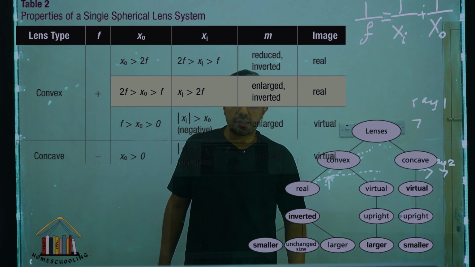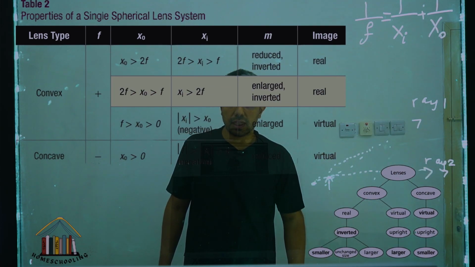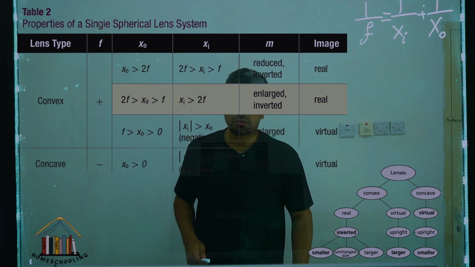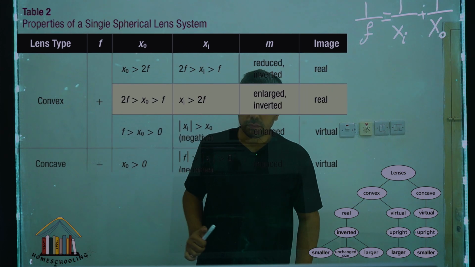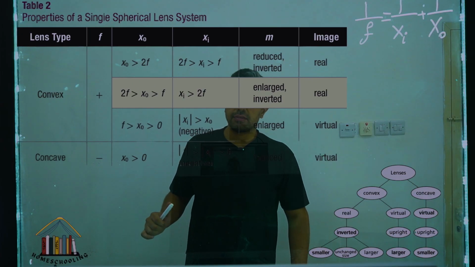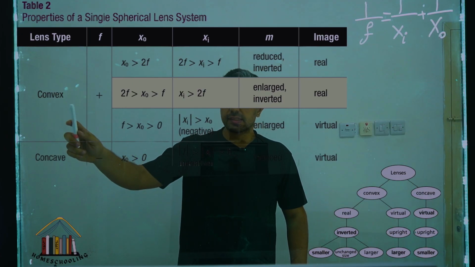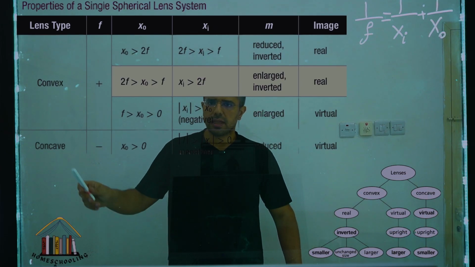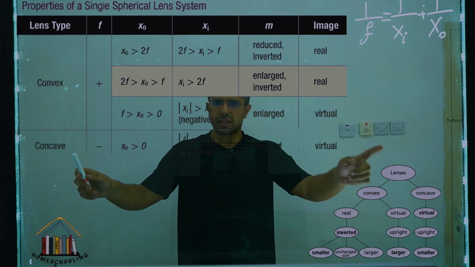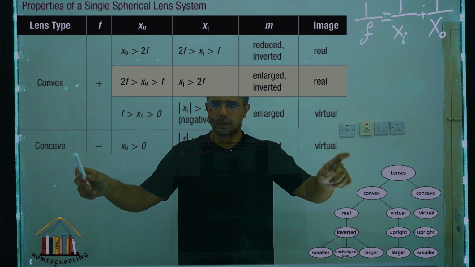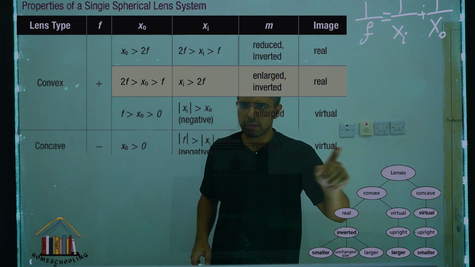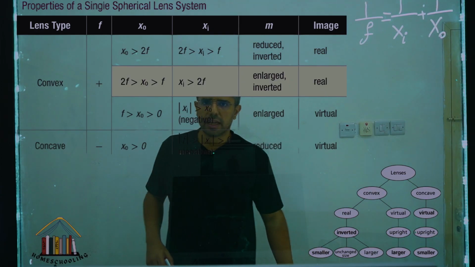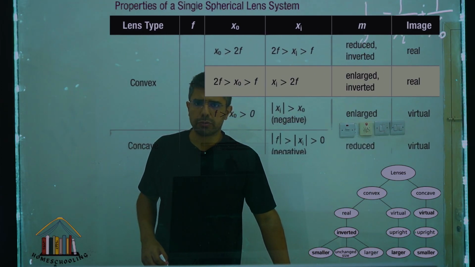Before discussing this tree, let's look at the table first. It's an important slide to discuss. In this table, we are studying the convex and the concave lens. As you notice here, the concave lens always gives us a virtual image. If you look at the table, the concave lens is always producing a virtual image, and it's always reduced.